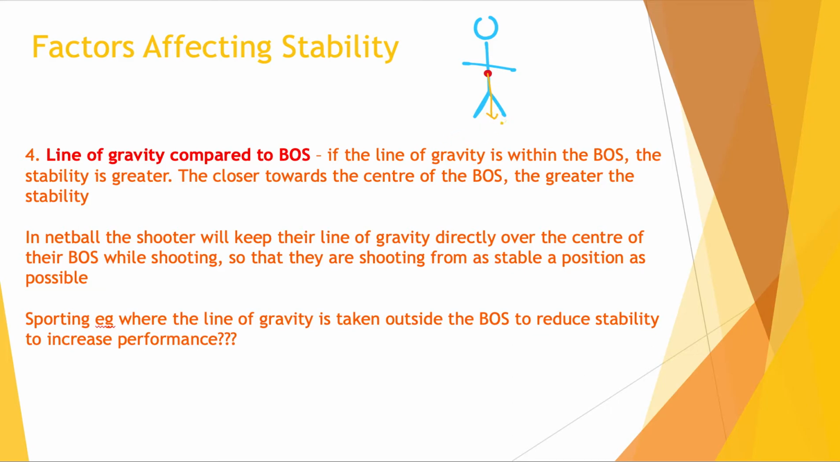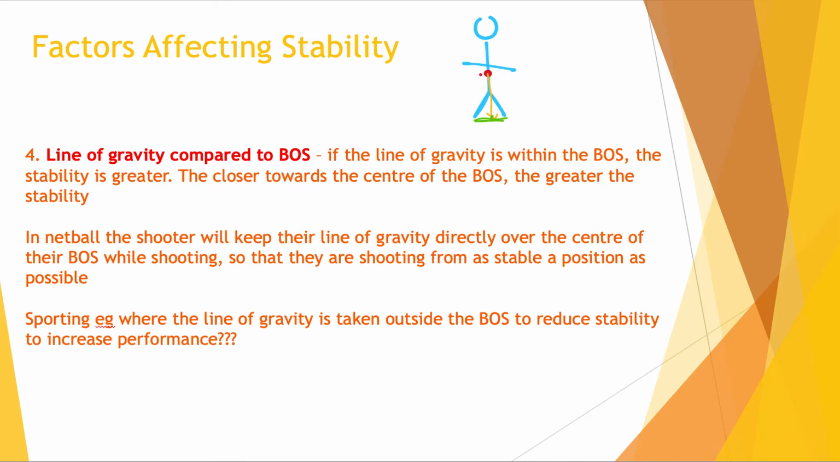And in this one that I've just drawn here, it's falling directly within the base of support. The base of support is here between the two feet, and the centre of mass, and therefore line of gravity, is right in the centre of that base of support, meaning this person is as stable as they possibly could be in terms of line of gravity compared to base of support.